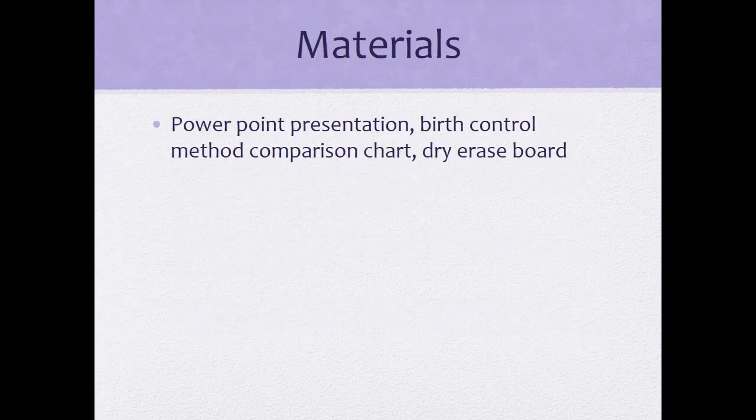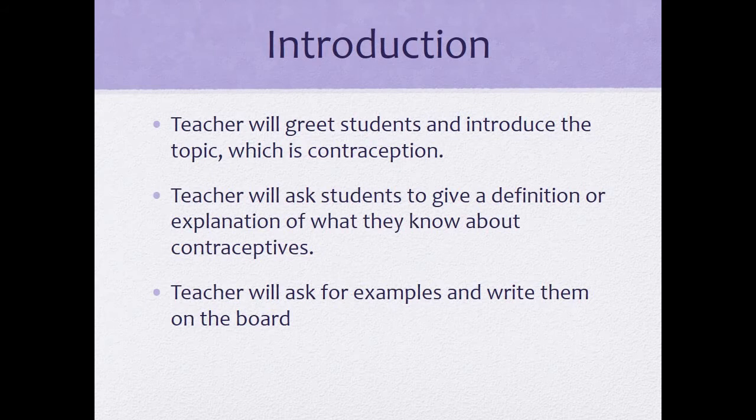Materials: PowerPoint presentation, birth control method comparison chart, dry erase board. Introduction. Teacher will greet students and introduce the topic, which is contraception. Teacher will ask students to give a definition or explanation of what they know about contraceptives. Teacher will ask for examples and write them on the board. Writing them on the board will give them a visual thought of the contraceptions that are available.